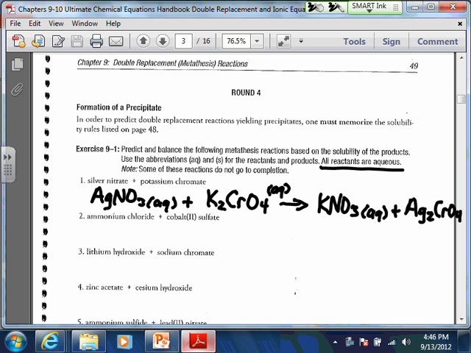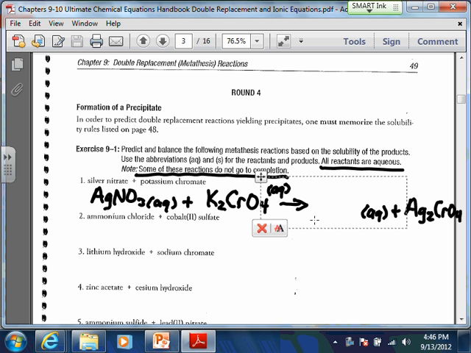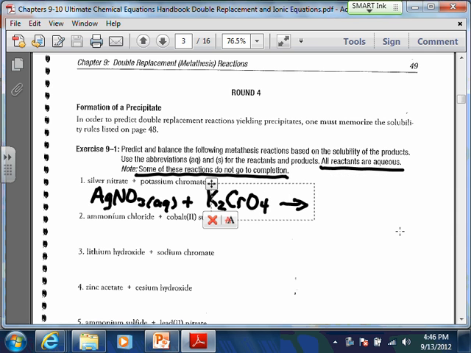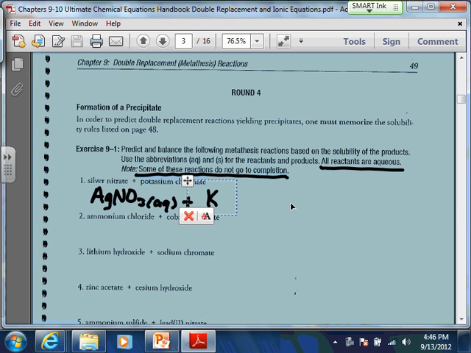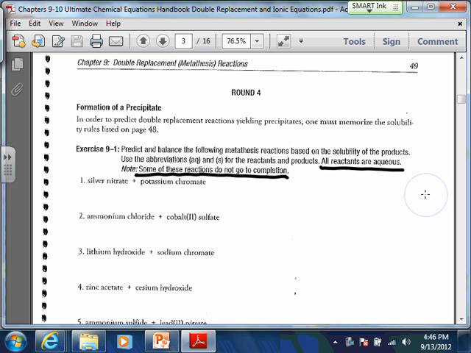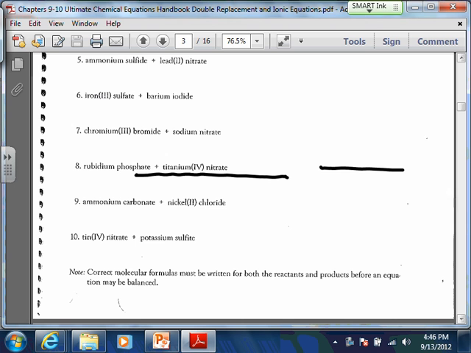You'd have to check your solubility rules to see if that does or does not form a solid. Okay? Because it says some of them do not go to completion. So if two aqueous solutions form there, then really nothing happens, okay? There is no reaction. So that's that. Now I'm going to have to erase all this, I just realized. Sorry, hang on. Okay. So it's got some good examples there.